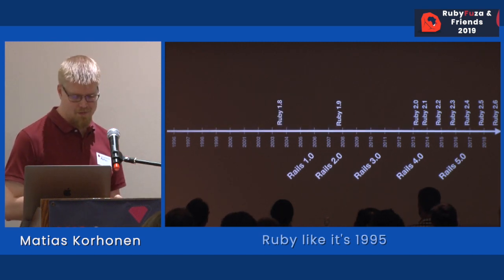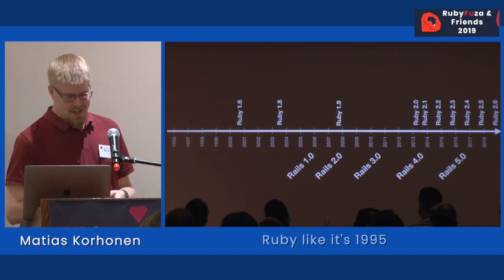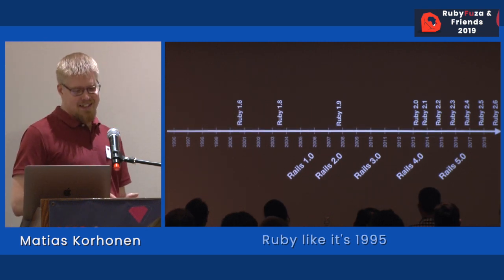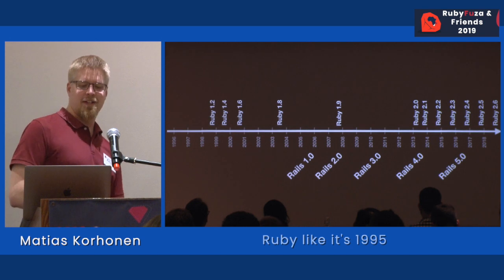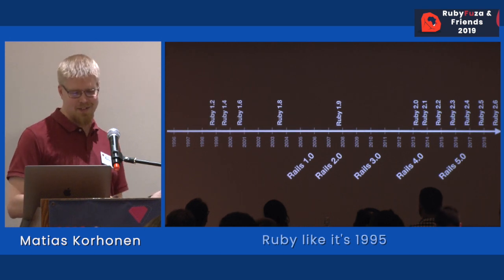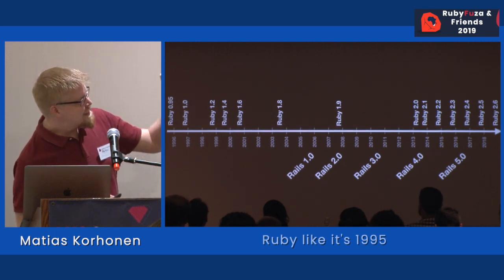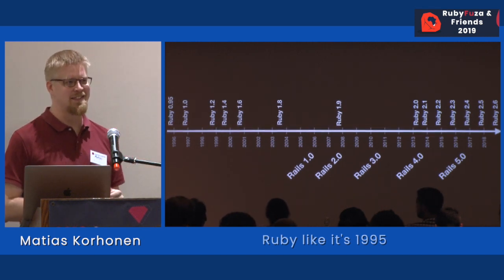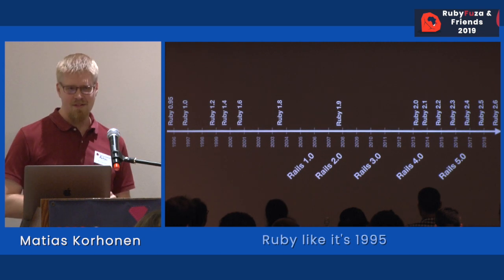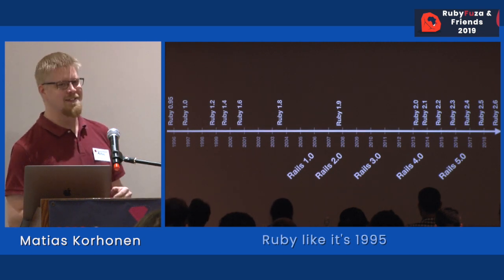Ruby 1.8 came out in 2003. In 2000 we get 1.6. 1999, 1.4, 98, 1.2, 96, 1.0, and then right there at the edge, Ruby 0.95. I think that makes it 24 years in total.